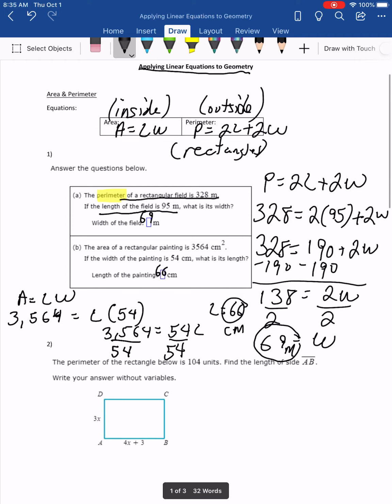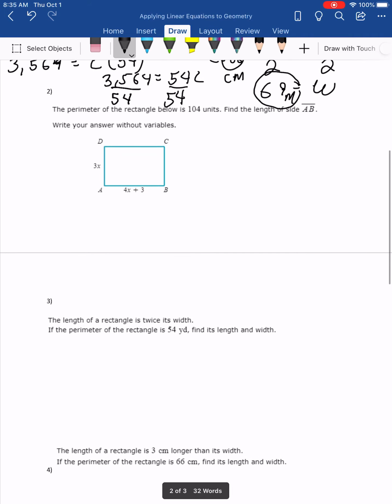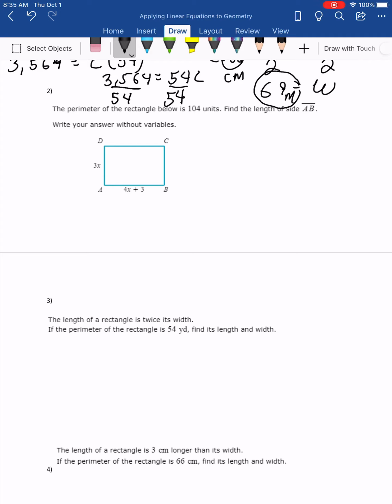Okay. Number 2, we have a diagram, same idea. So the perimeter of the rectangle below is 104. Find the length of side AB. All right. So we know that in a rectangle, the sides that are opposite each other are equal in length. So AD, this side, is 3x. So that side is also 3x. This side is 4x plus 3, side AB. So side DC is also 4x plus 3.